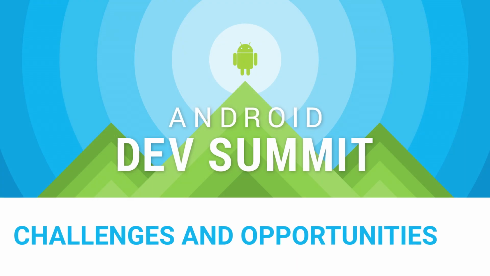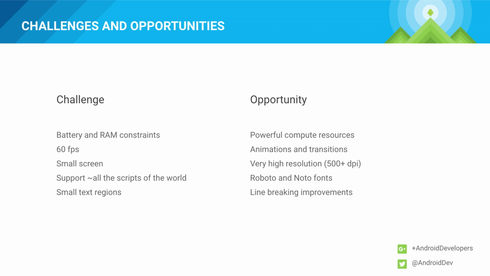So what are some of the challenges and opportunities? I mean, I come from a print background. Doing typography on mobile is extremely different than doing typography on print. There are some things in common, but there are some things that are really different. You have to be very focused on the performance of the text stack, because you've got only so much battery and only so much RAM.